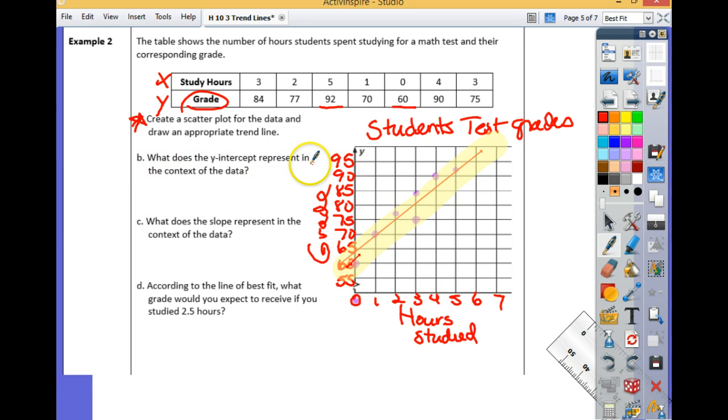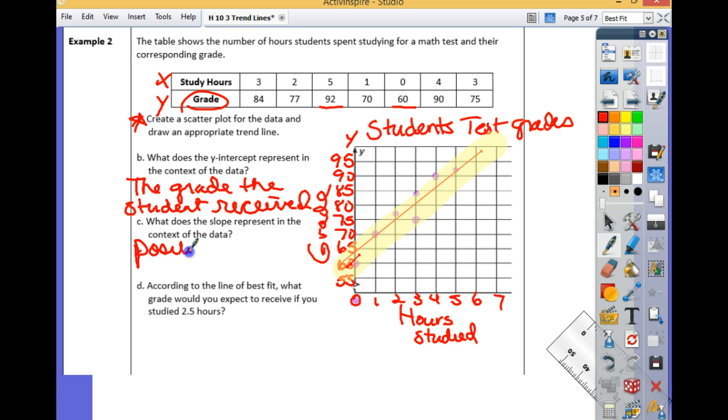What does the y-intercept represent in the context of this data? It represents the grade the student received. What does the slope represent? It is a positive slope.